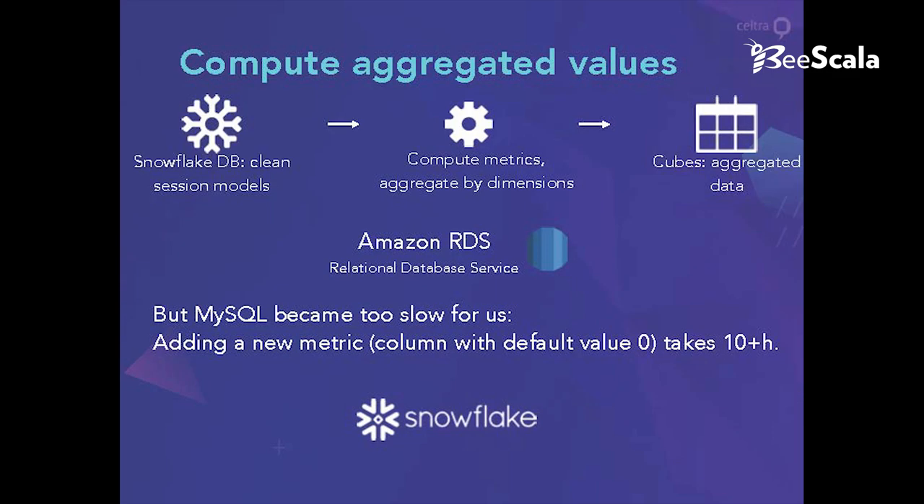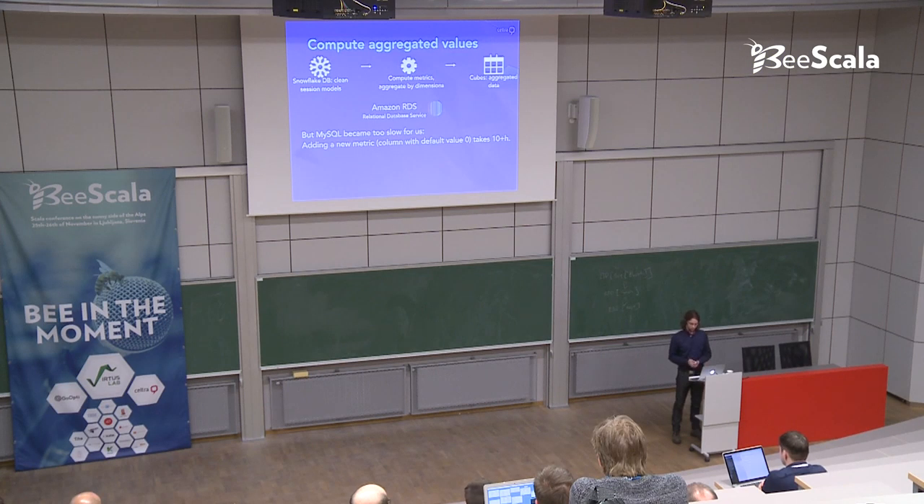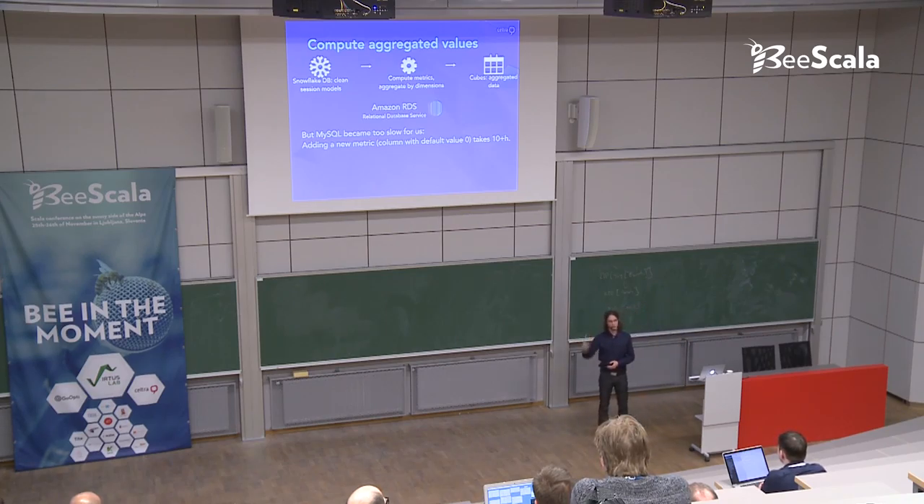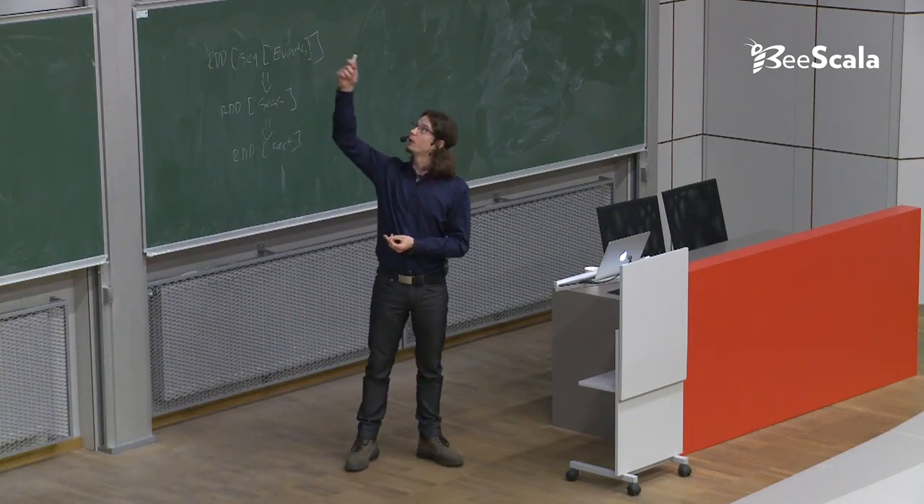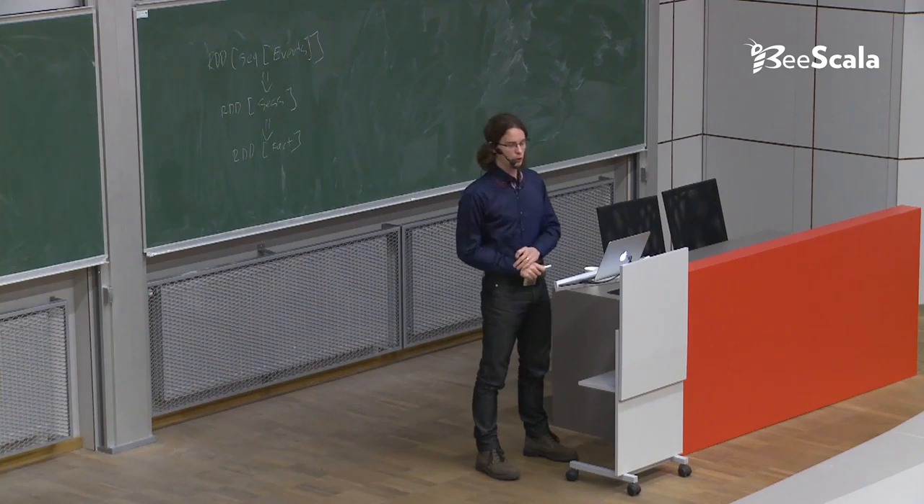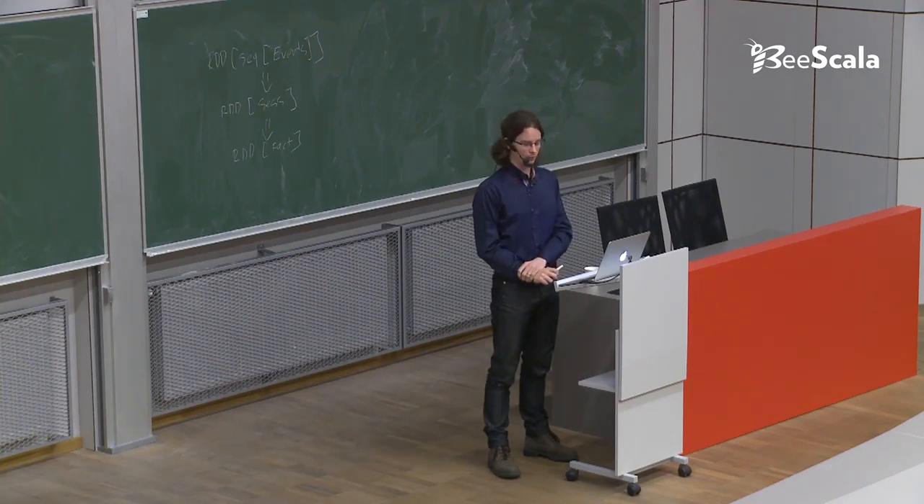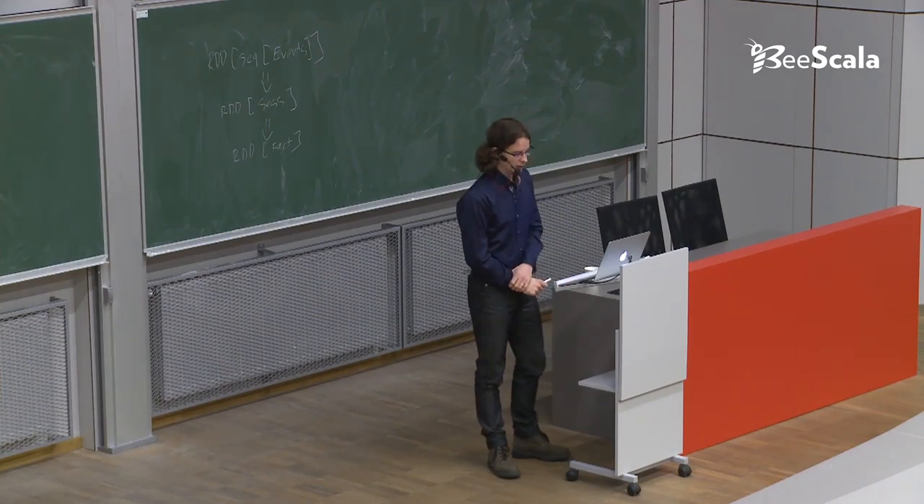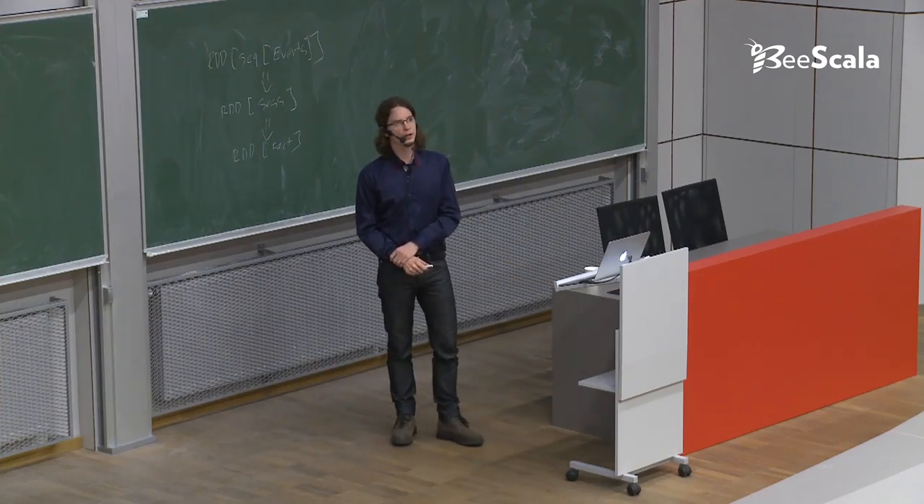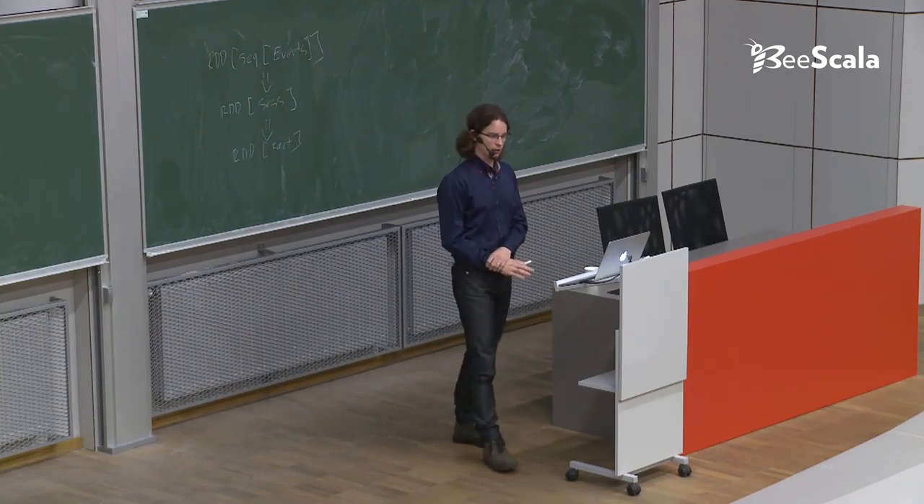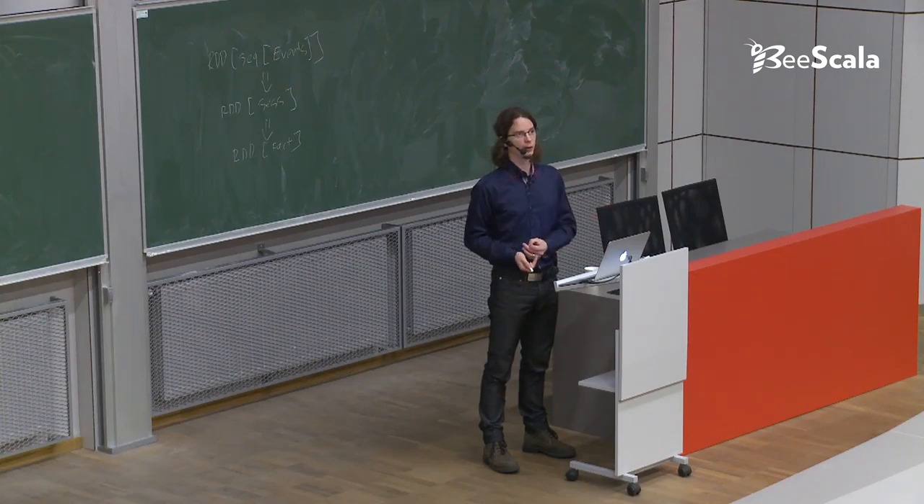And we used to store it in a MySQL database. These tables lived in a MySQL database, but it became too slow for us. For instance, if we added a new metric, this means adding a new column to these tables, and for the upgrade, it took 10 hours and more, which became a very big problem for deployment. So instead of this, we're using the Snowflake database now, which is row-based. So for instance, adding a new row happens almost instantly.